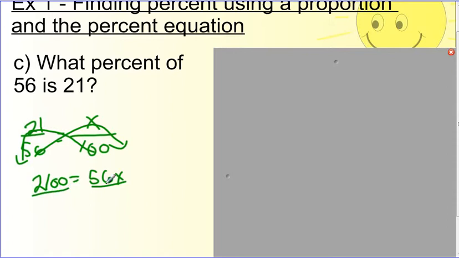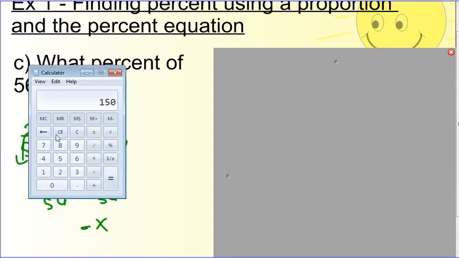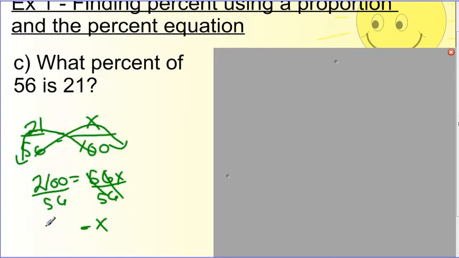Solve. So we're going to divide both sides by 56. And x equals 2100 divided by 56 equals 37.5. And we're done.